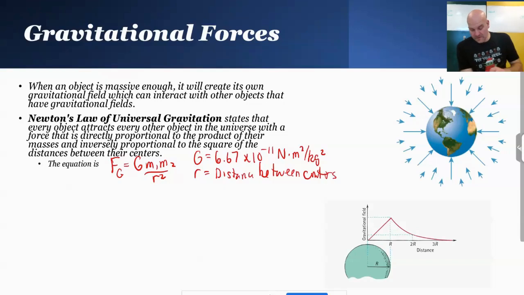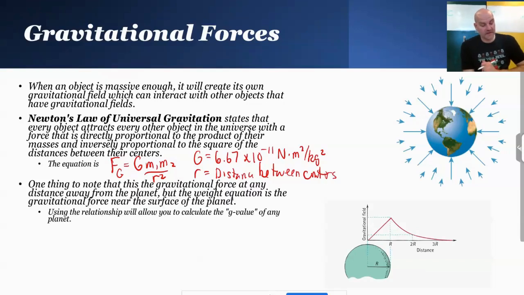Okay. Now one thing to note is that this equation is for the gravitational force at any distance away from the planet, but the weight equation is at the surface of the planet. So weight and this equation are both gravitational forces, but the universal gravitation is the one when you go away from the planet, whereas the mg weight equation is on the surface of the planet. But you can use that to solve for the g value.